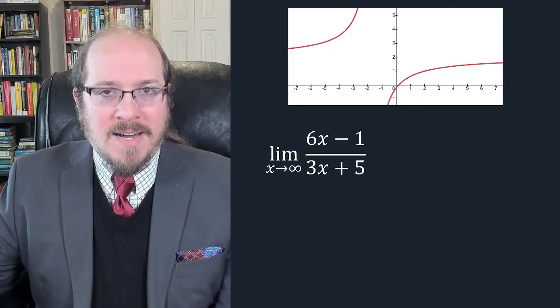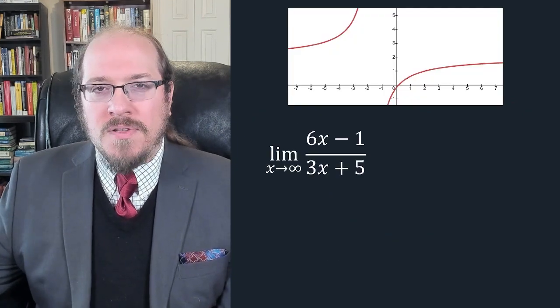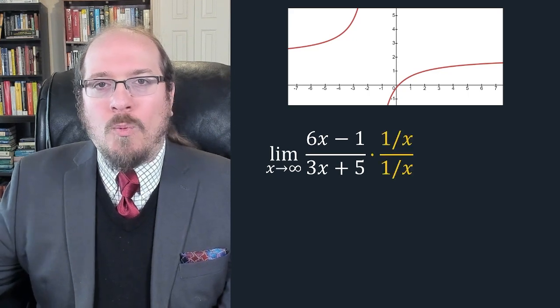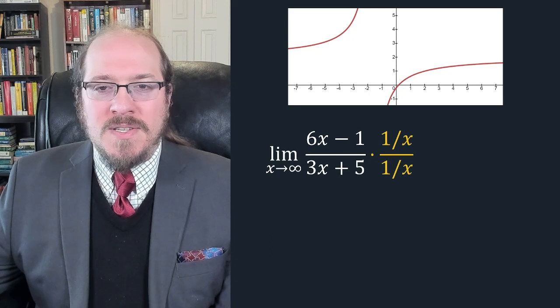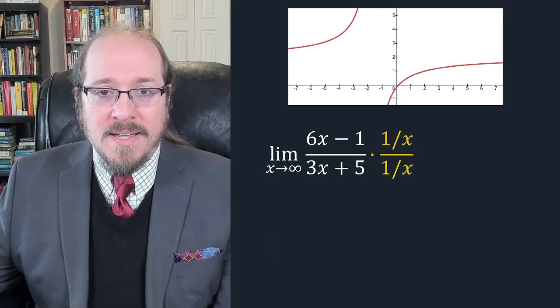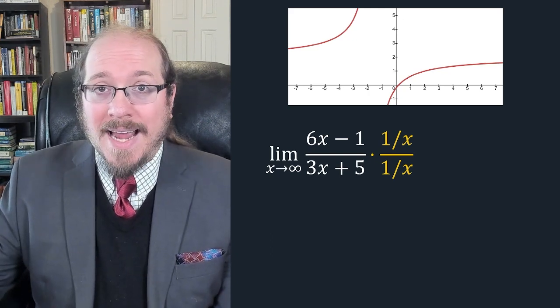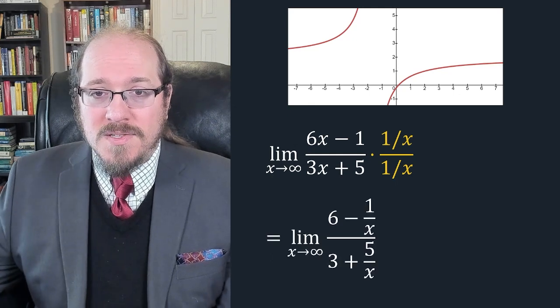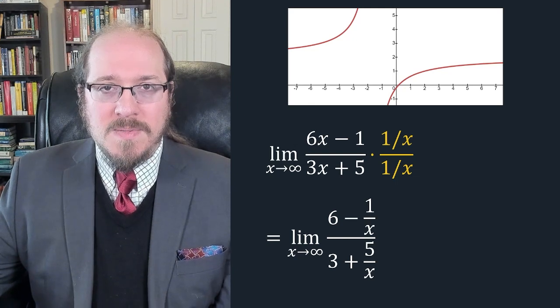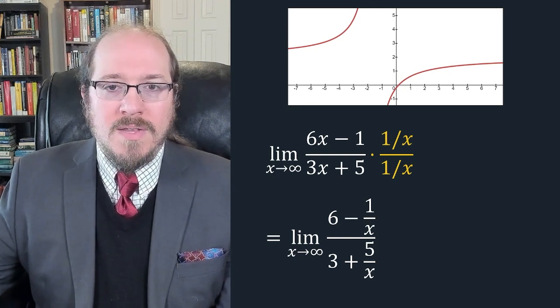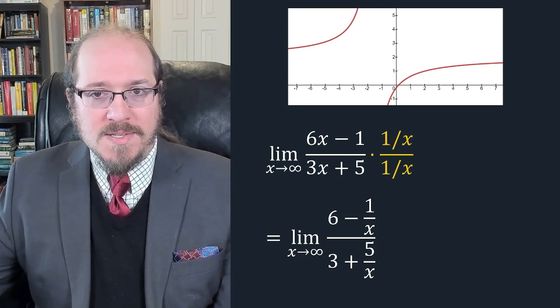Let's do a bit of algebraic massage and multiply both the numerator and denominator by 1 over x, distributing it through. We can safely do this because if x is approaching infinity, we certainly don't have to worry about it being anywhere close to 0. So if we distribute those 1 over x's and clean things up a bit, we get 6 minus 1 over x over 3 plus 5 over x.